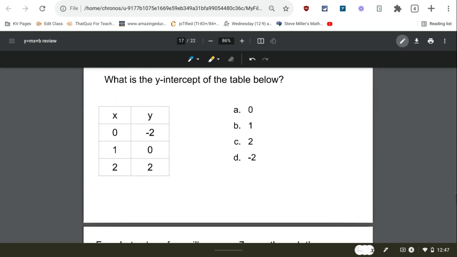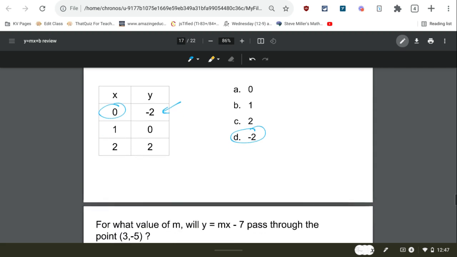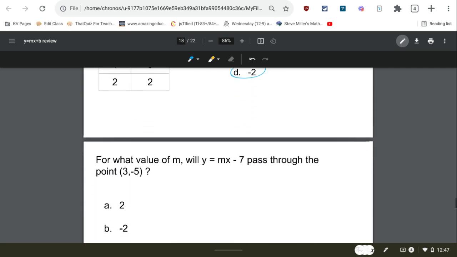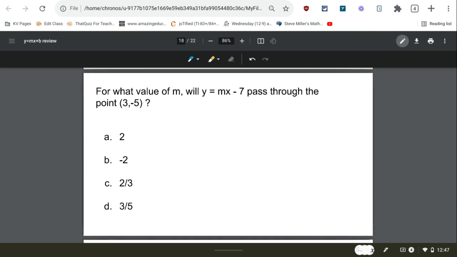What's the y-intercept? That's easy. It's -2. The y-intercept is the place where x is equal to 0, so it had to be -2. For what value of m will this pass through 3, -5? All right, I'm going to do the same thing. I'll plug in 3 for x and -5 for y.